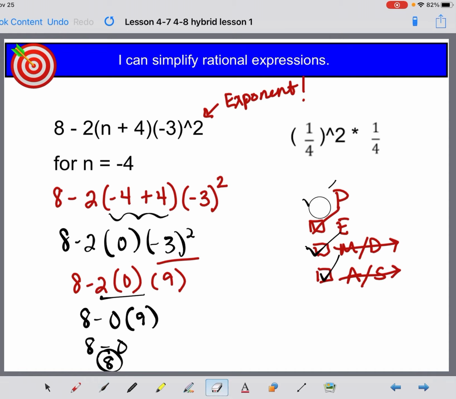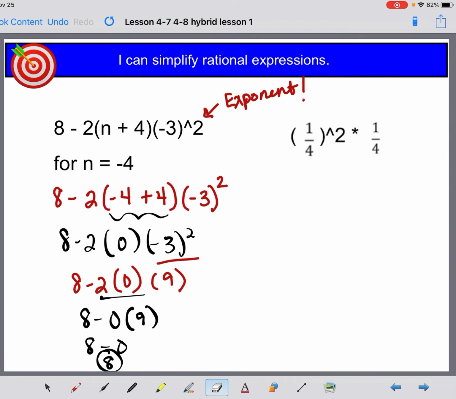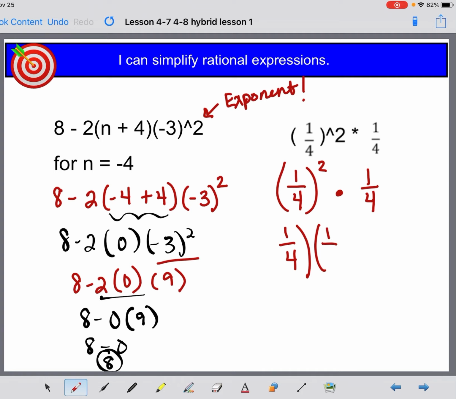Okay? Using that same step again, we're going to solve the next problem. This one might throw you off. This means 1/4 to the second power times 1/4. 1/4 to the second power means 1/4 times 1/4 times 1/4 again.